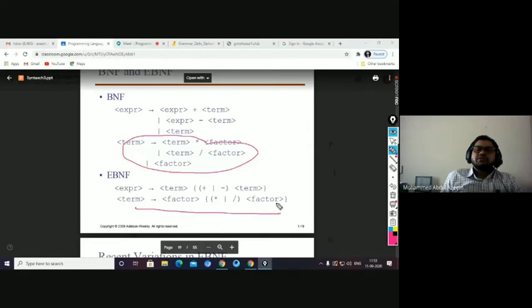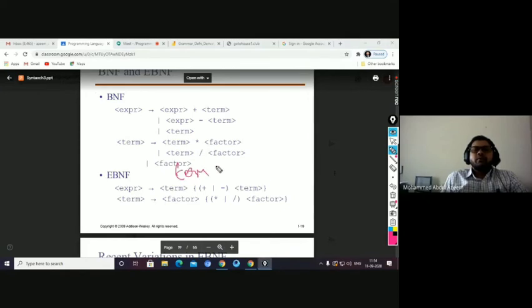So inside the braces, whatever you have can be used 0 times, or it can be 1 or more than 1 time, right? If I am using it for 0 times, the term will be defined as factor. If I am using this for 1 time, then my definition will become term within parenthesis into, vertical bar, by, and factor, right?